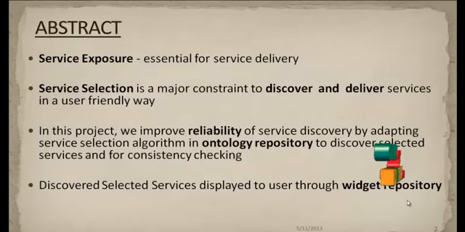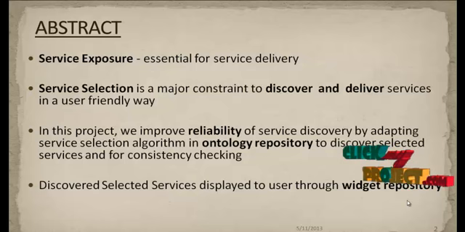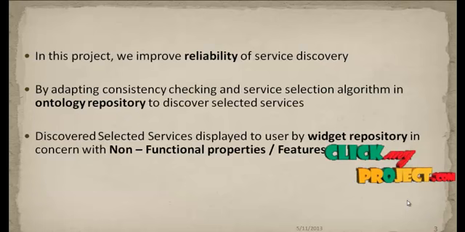Let us see the abstract of our process. Service exposure is essential for service delivery. Service selection is a major constraint to discover and deliver services in a user-friendly way. In this project, we improve reliability of service discovery by adapting service selection algorithm in Ontology Repository to discover selected services and for consistency checking. Discovered selected services are displayed to the user through the widget repository.